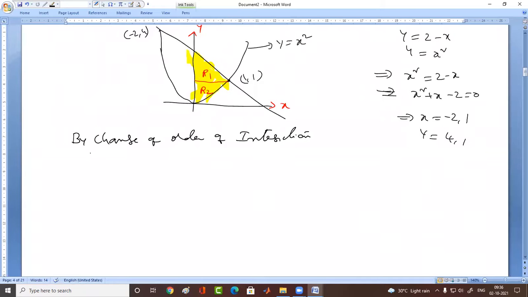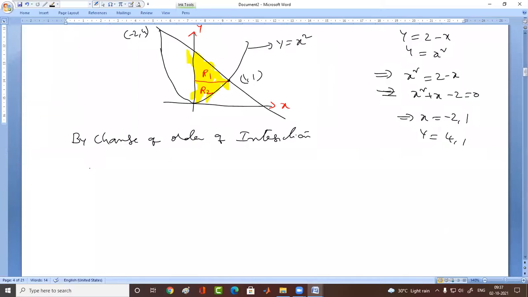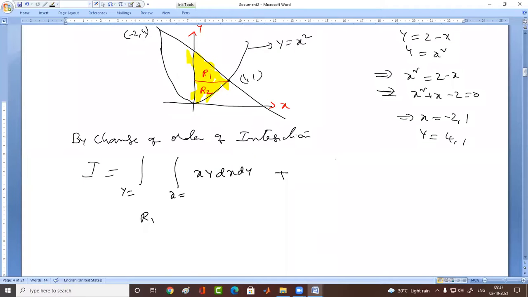Now this integral, the given integral, I will call it as I. I equals integral, okay, first limits y, here h. What about x limits over R1 region? Integrand is the same, integration is very simple, don't worry. If you understand the concept, then it is very simple. x y dx over the region R2.